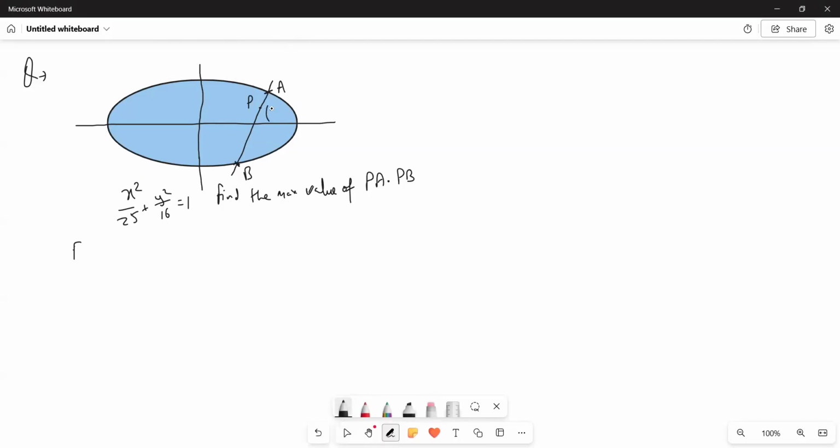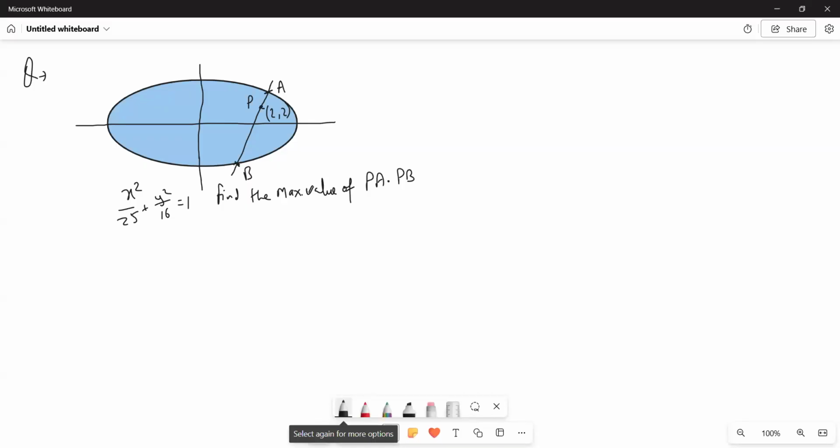We have a point P whose coordinates are 2, 2. A line passing through P cuts the ellipse at 2 points A and B. And then we are asked to find out the maximum value of PA into PB. So how do we do this? This was a standard type of question that we had done in fellow field lines में.